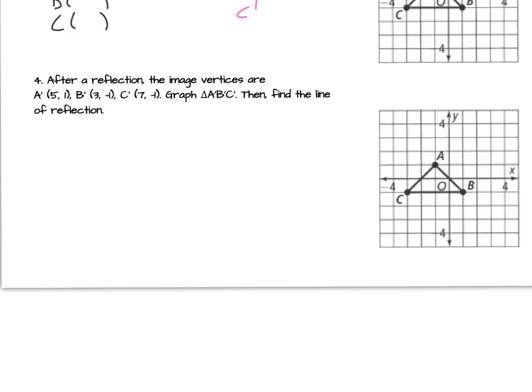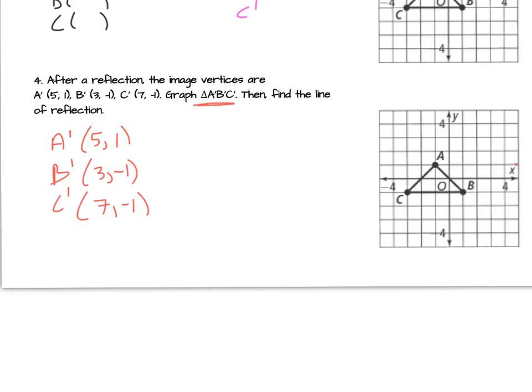After a reflection, the image vertices are A prime, B prime, and C prime. First thing we want to do is graph that image. It says then find the line of reflection. So there's 2 sets of directions here. The first thing I'm going to do is I'm going to graph A prime, B prime, and C prime. A prime is at 5, 1, B prime is at 3, -1, and C prime is at 7, -1. So for A prime, I'm going to count over to 5, up 1.